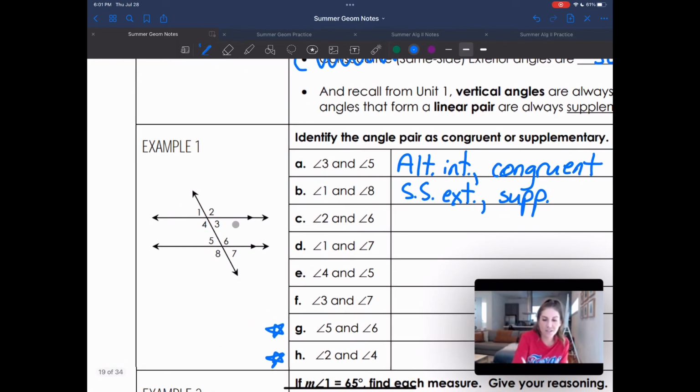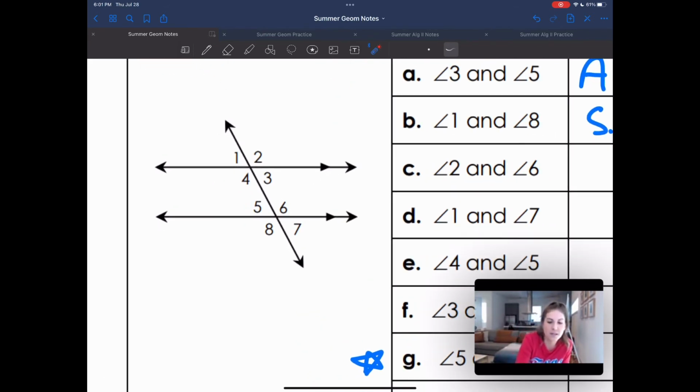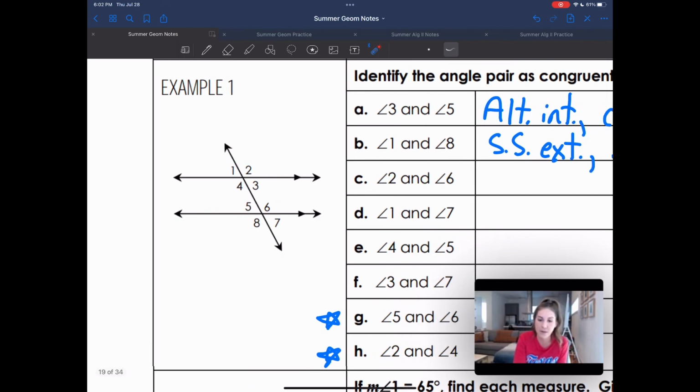And also, y'all, use logic and reasoning. If you totally blank on a test and you forget which one it is, take a look at them, guys. Angles 1 and 8. Look at angle 1. That's a smaller acute angle. Look at 8. That's a bigger obtuse angle. Well, they don't look congruent to me, right? And if they're not congruent, they're supplementary. So there you go. You can use logic to get you through that if you don't remember them.